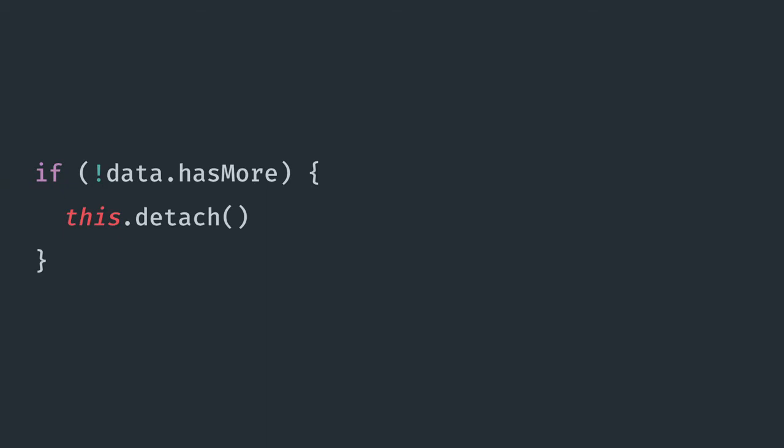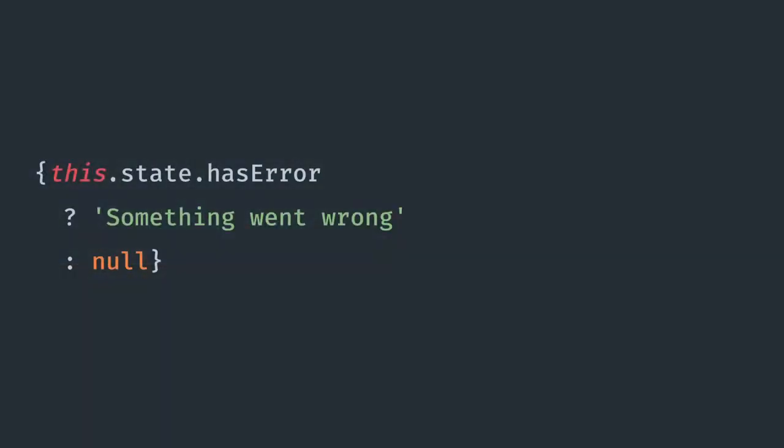So we use another flag, hasMore. If there is no more data, then we detach the event handlers. And what about errors? hasError, another state flag. So now the component has a lot of different behaviors. And in this case, we show an error when there is an error. Otherwise, we render null. And this can go even worse.